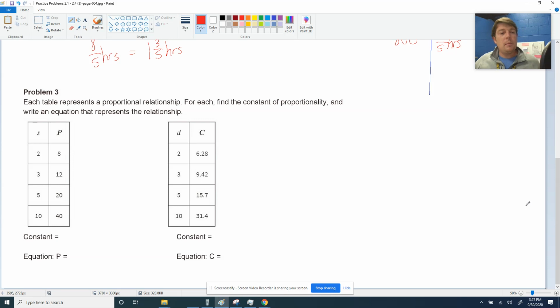Okay. Problem number 3, I'm giving you tables and I want you to write the equation. That's really what lesson 4 is about on Thursday. Each table has a proportional relationship. It should be really easy to find out what your constant of proportionality is. This one's times 4. This one over here is a little bit different. You've got to divide to find this one.